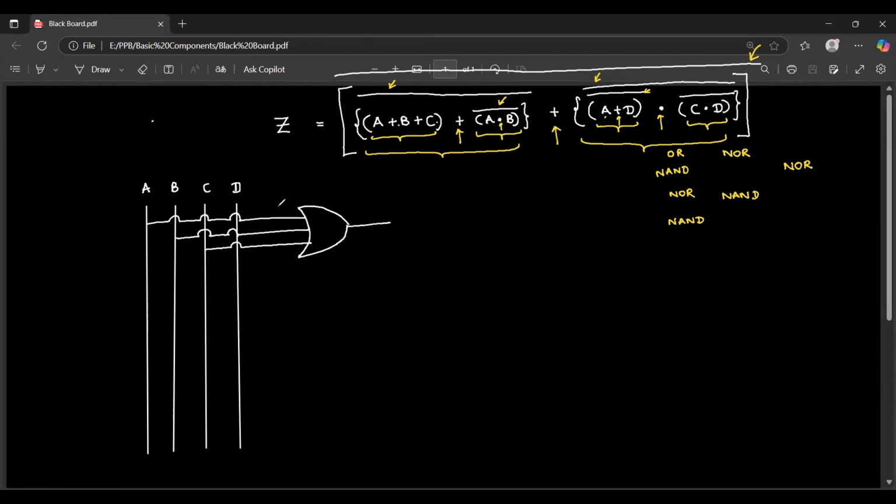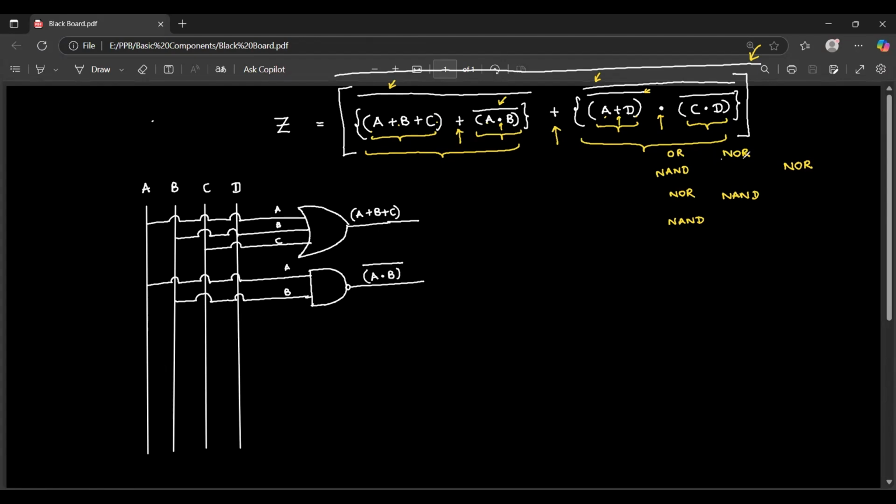Perfect. So they are A, B, C. So it will be A plus B plus C whole thing, inside the parenthesis. And then we have A dot B whole thing bar, which means they are passing through a NAND gate. Good. Let's draw the NAND gate. So yeah, A, B, and this is A dot B whole thing bar.